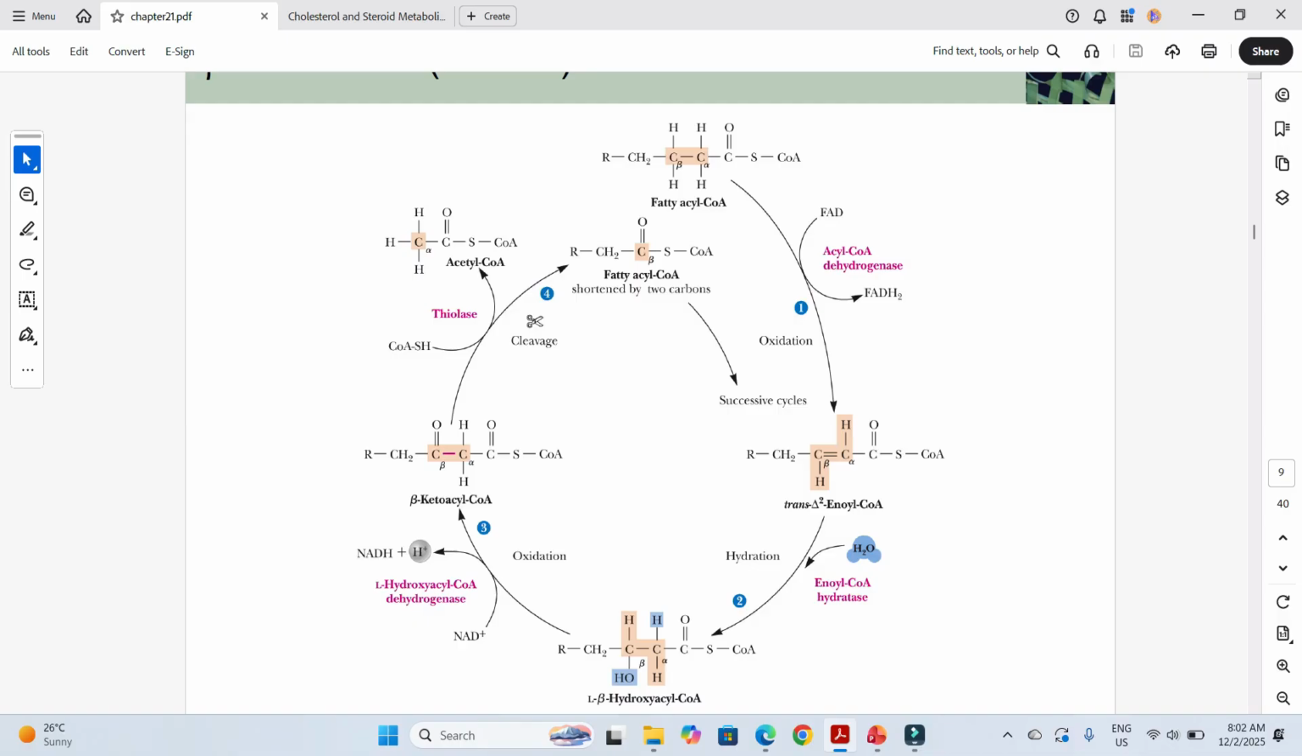So that's one cycle, because the fatty acyl-CoA that has been shortened by 2 carbon atoms will undergo another round of beta oxidation, until you end up producing acetyl-CoA. So one round of beta oxidation produces 1 acetyl-CoA, 1 shortened fatty acyl-CoA, 1 FADH2, and 1 NADH, right?